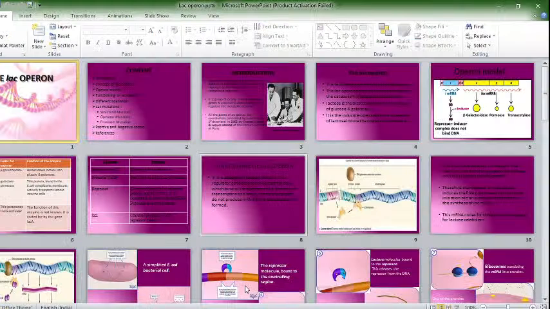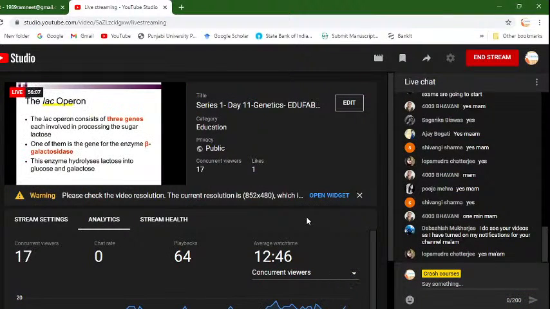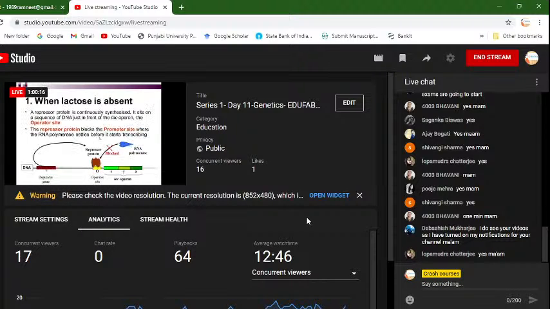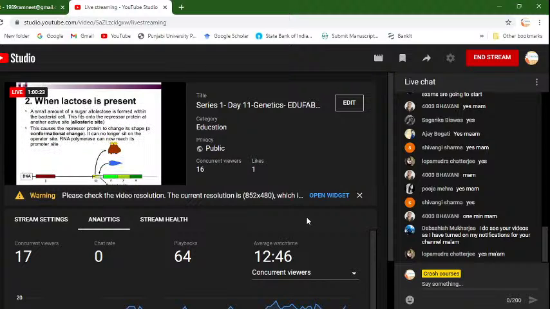So I hope you will get it. Is it clear to all of you? Is the lactose clear to all of you? Please let me know. The lac operon, meaning lactose operon. Is it clear to all of you? Anyone of you?